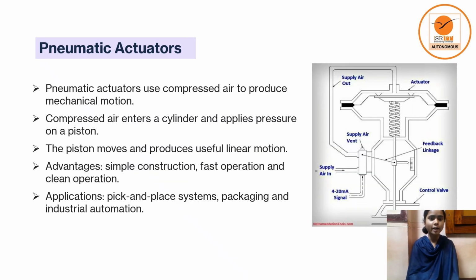Pneumatic actuators use compressed air to produce mechanical motion. The compressed air enters the cylinder and applies pressure on the piston. This piston produces linear motion. The main advantages are simple construction, fast operation, and clean operation. They are used in pick and place systems, packaging, and industrial automation.